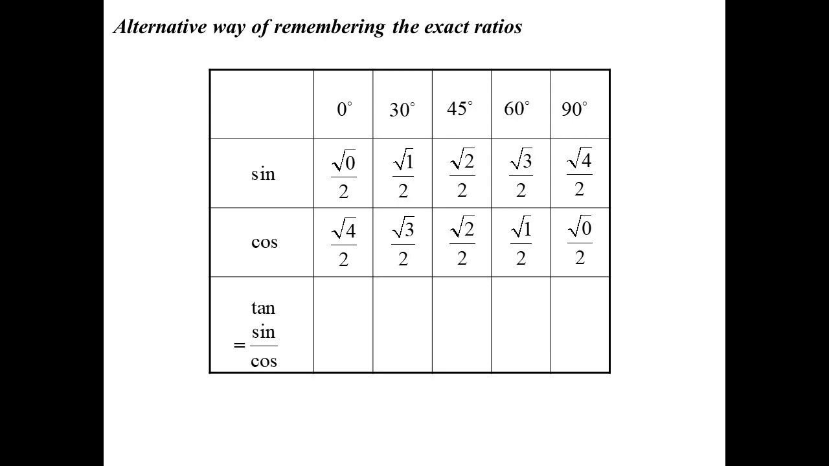And then to get tan, we remember tan is actually sine divided by cos. So it's the 2 above, but forget about the denominator. So I get 0 on root 4, root 1 on root 3, root 2 on root 2, and so on. So it's a different way, I guess, of displaying those exact ratios.